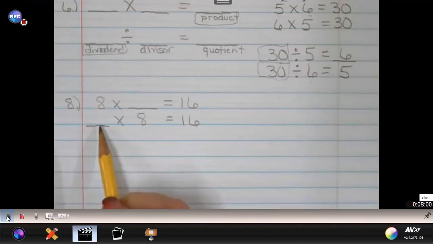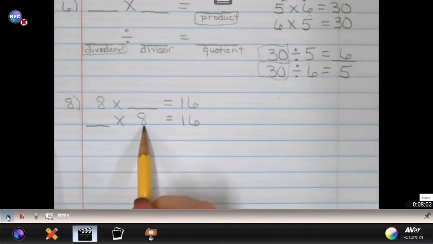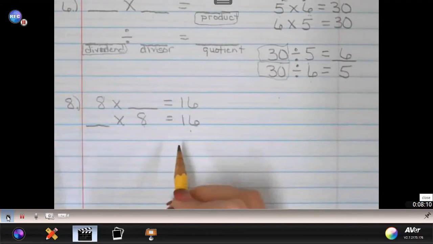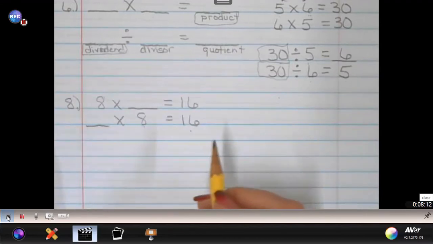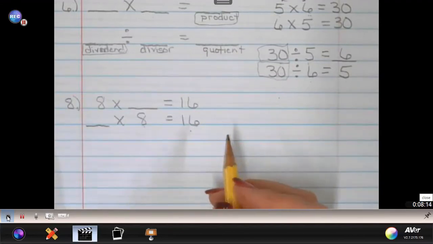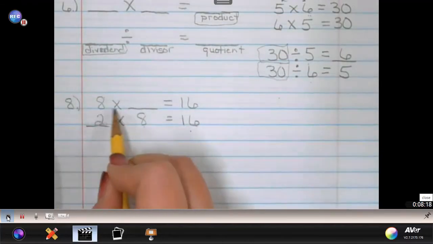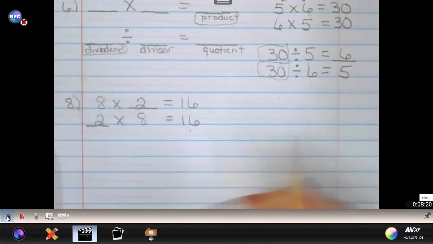So let's think about it maybe this way. How many groups of 8 would it take for me to make 16? So one group of 8 would be 8. 2 groups of 8 would be, right, 16. So if I have 2 groups of 8, then 8 groups of 2 should also be 16.